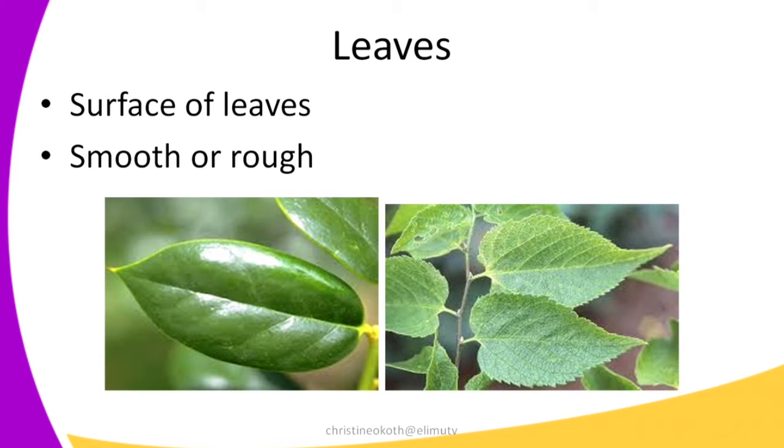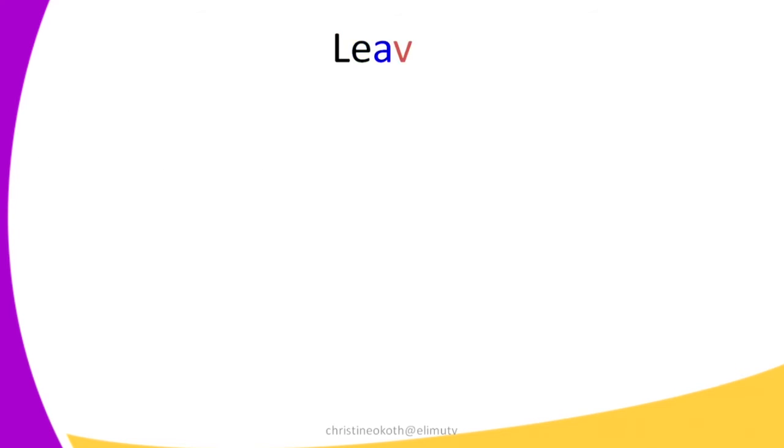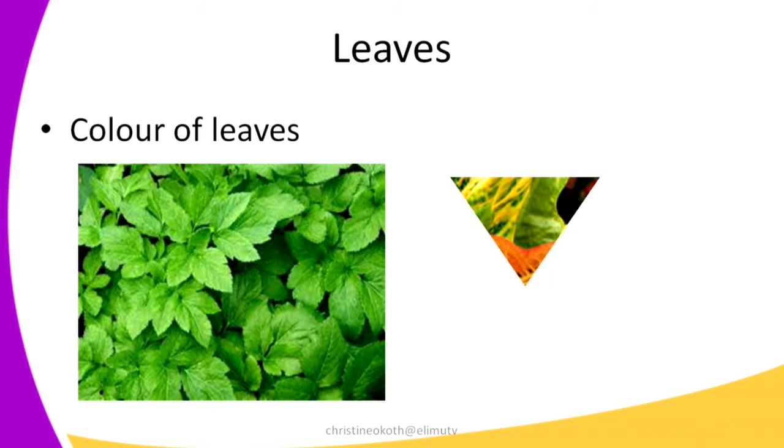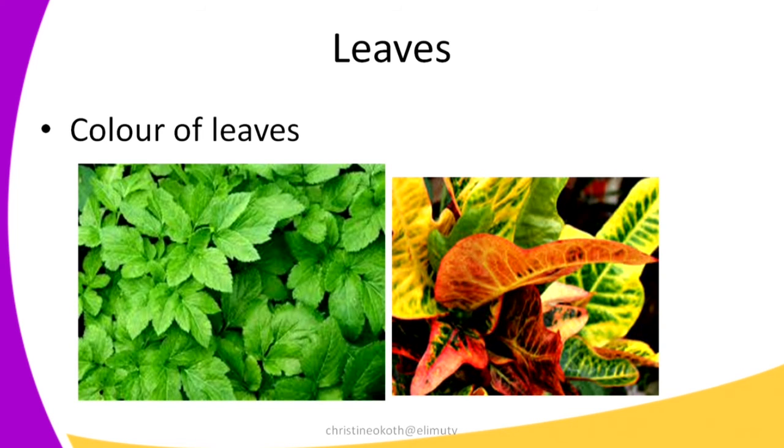When you look at our illustration, the first illustration, we have a leaf. Looking at the surface, it is very smooth. The second illustration, we have a leaf and the surface is very rough. You can feel the texture of the surfaces by touching them. The second thing we're going to look at is the colors of the leaf. The leaves vary in color. Some of them are just entirely green and some of them have some pigments of colors in them.